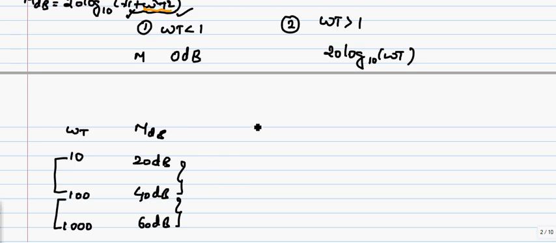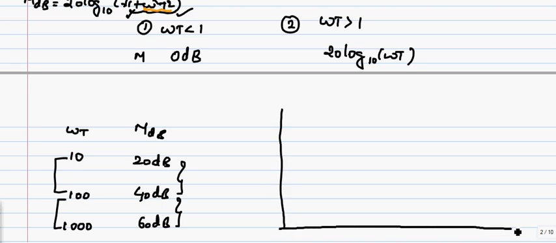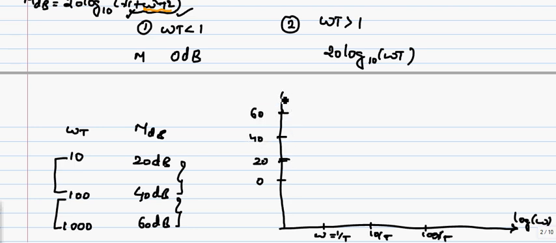So now when omega T is less than 1 it is 0 dB. Now if we take a plot where y is in dB, linear scale, and x is log of omega, let's take this point where omega's corresponding value is 1 over T, this omega's corresponding value is 10 over T, and this 100 over T. Now let's take this as 0 dB, 20 dB, 40 dB, and 60 dB. Let's take 80 also, 80 dB.